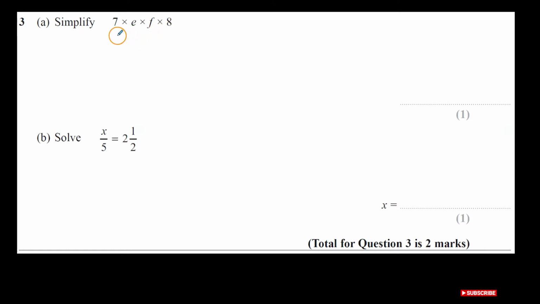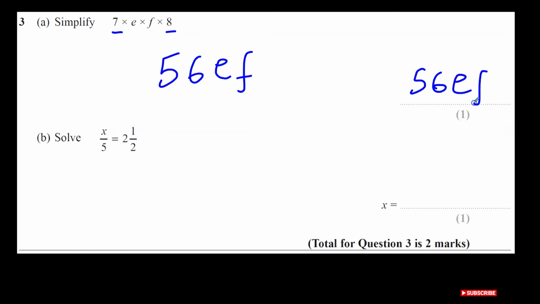Question 3a, we're asked to simplify 7 times e times f times 8. Well, we need to start with numbers, so 7 times 8 is 56. And e times f is ef. We don't write the multiplication symbol when we simplify expressions. So the answer is 56ef.